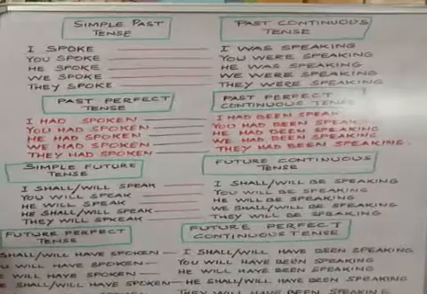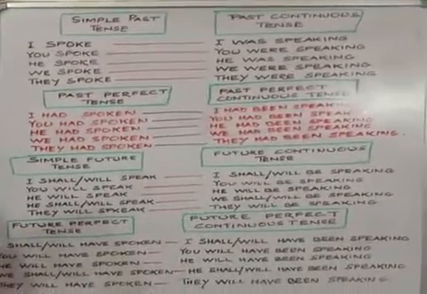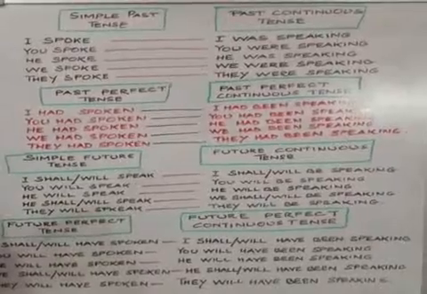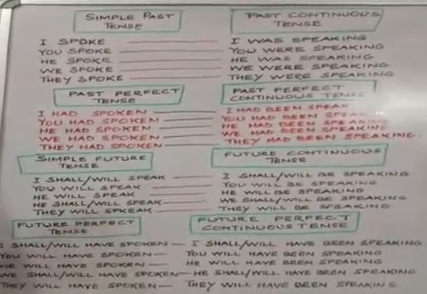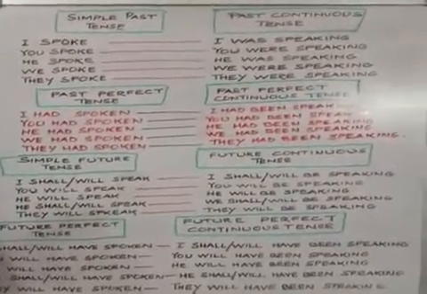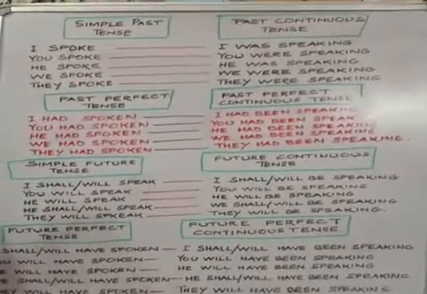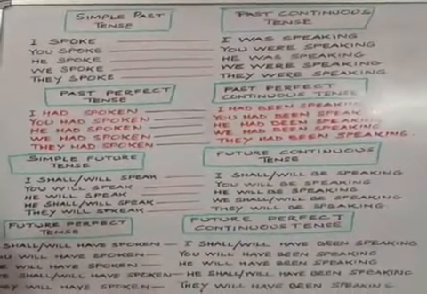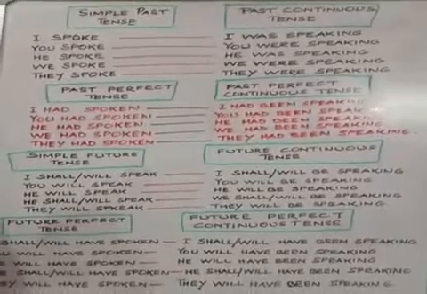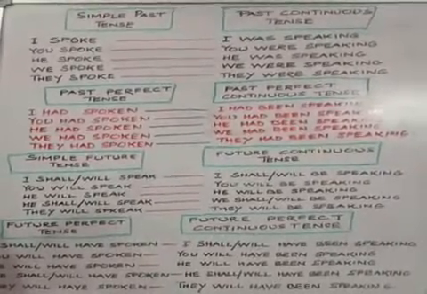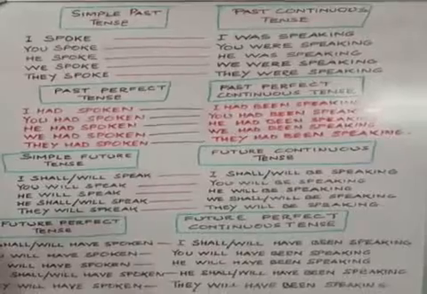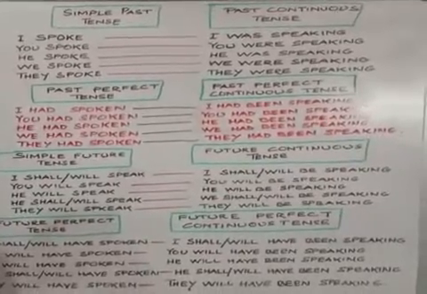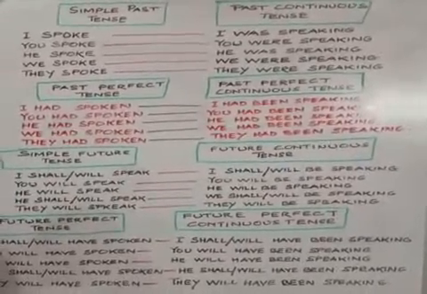Now we see simple past tense and past continuous tense. See, simple past tense, I spoke. Past continuous, I was speaking. You spoke, you were speaking. He spoke, he was speaking. We spoke, we were speaking. They spoke, they were speaking.